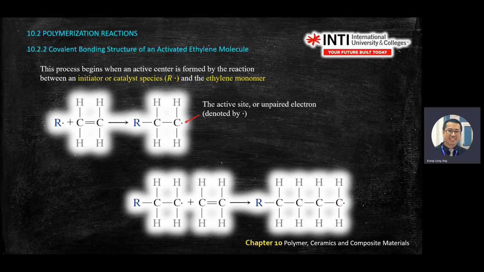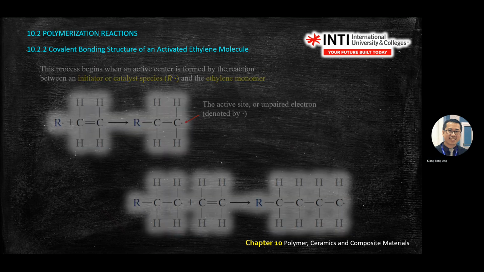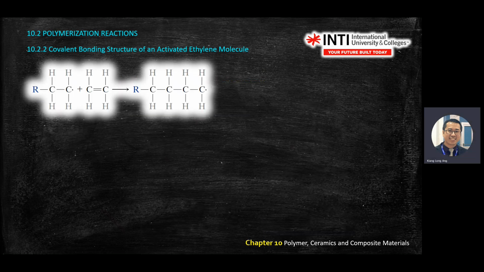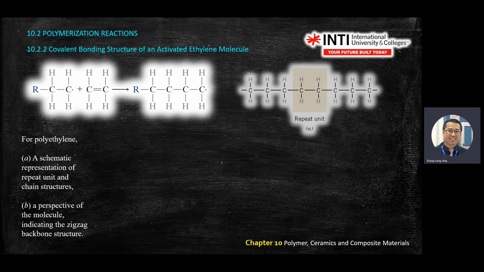You're going to steal another, break this double bond, combine with this one, and there's one more free electron here. So you're going to build the long chain. Going to build very, very long chain until the process stops. So this is how the polymerization works. We continue to build and build. So at the end, you'll get a repeat unit.